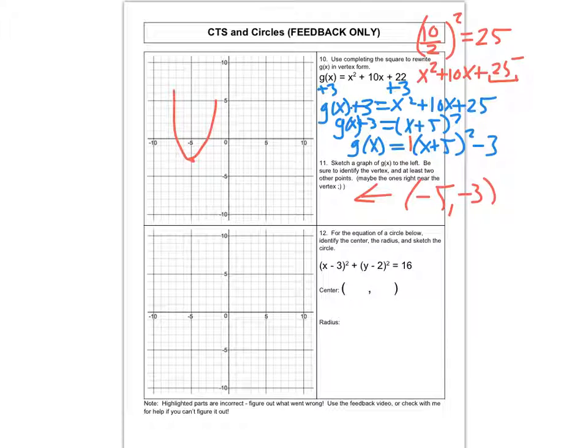For number 12, we're given an equation for a circle. X minus 3 squared plus y minus 2 squared is equal to 16. I know this is going to be a center of 3, 2. It's going to be whatever makes the parentheses 0. And r squared is going to be 16, which means that r is going to be 4. So at 3, 2, we're going to go 4 in all directions.